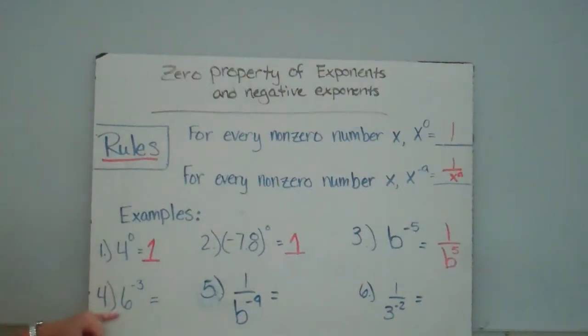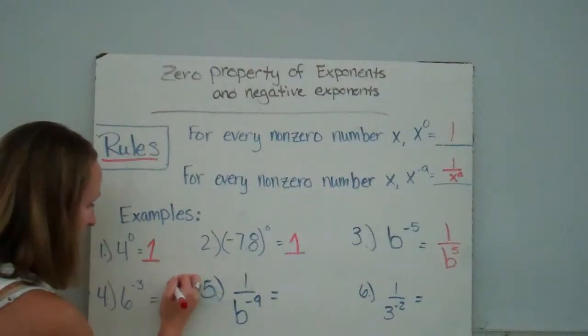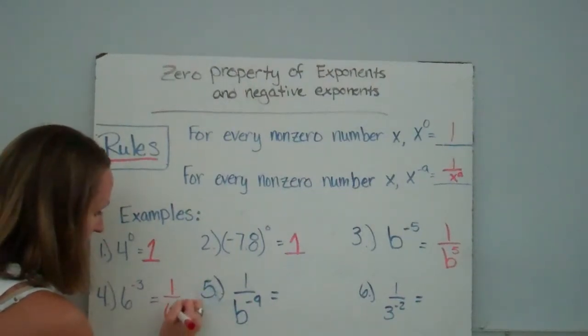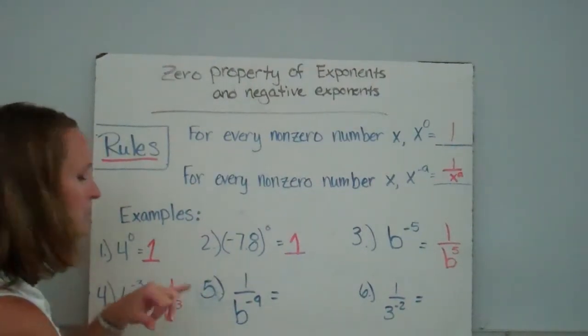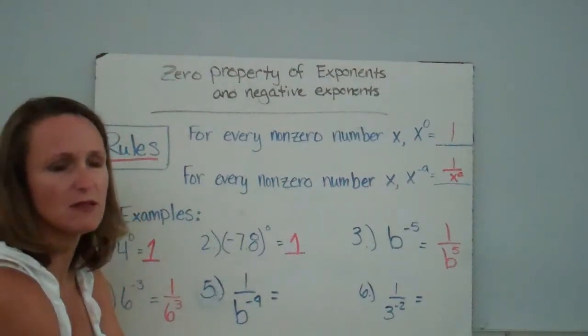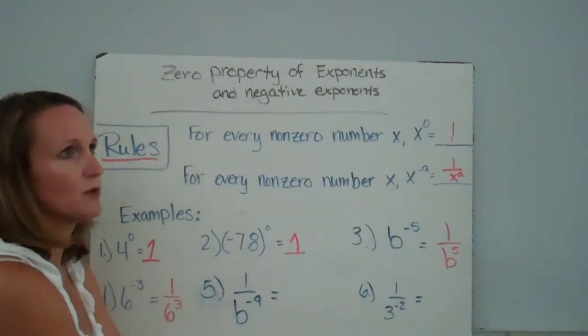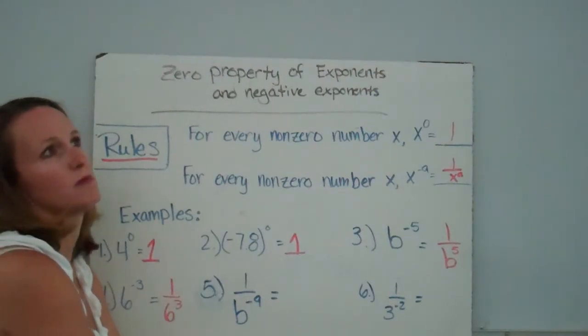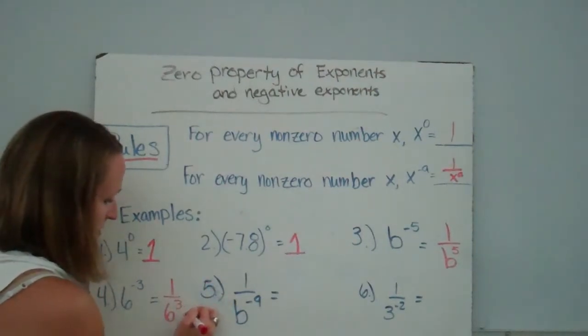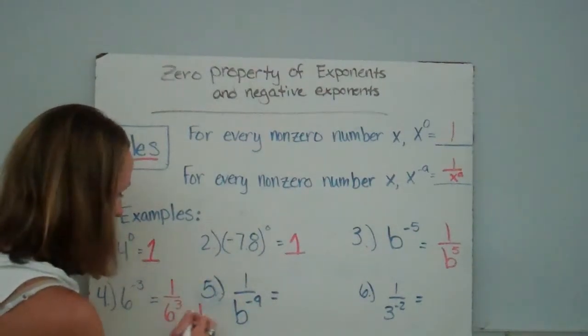Okay, look at the next one. 6 to the negative 3rd. Works just like b to the negative 5th. So I can write 1 over 6 to the 3rd. I could also multiply this out and do 1 over 6 times 6 times 6. So that'd be 36 times 6, 144, another 72. Why don't you tell me what that is? 1 over what? What is 6 cubed? 6 times 6 times 6.